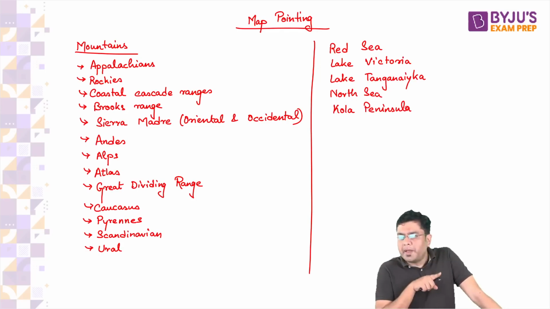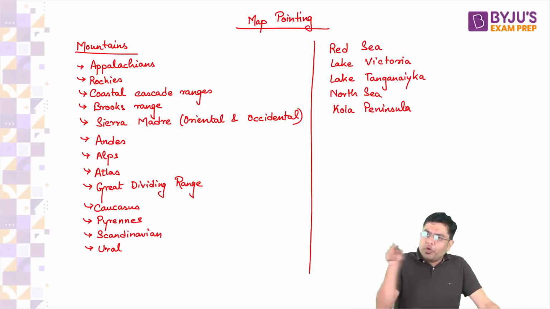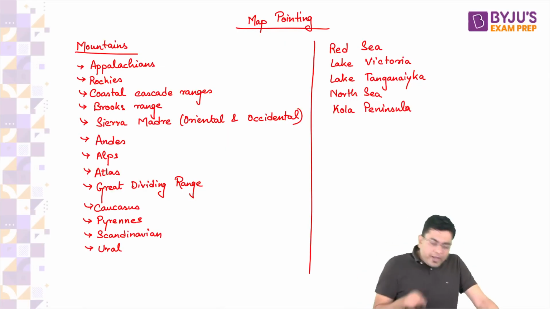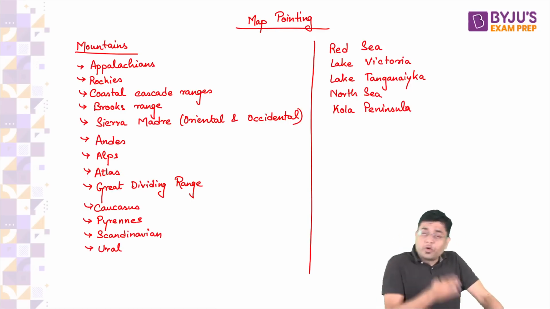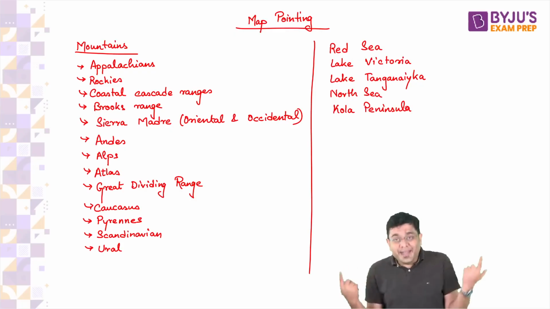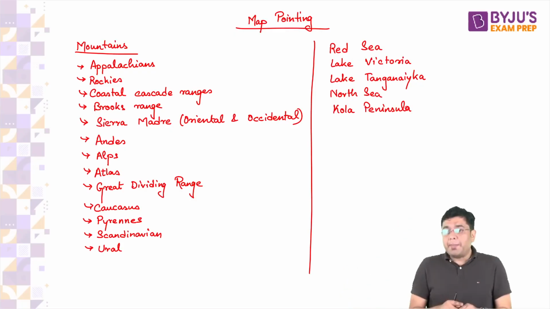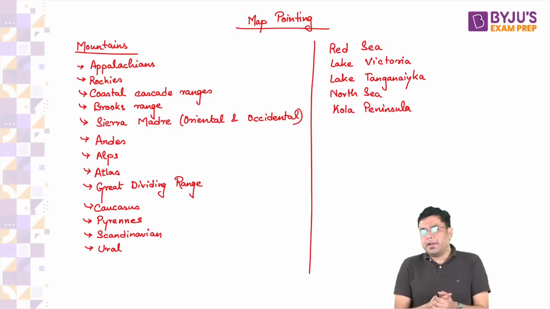Which part of North America is the Appalachian located in? What are the regions around it? Is there an Ozark Plateau near it? Where are the coastal Cascade Ranges in North America situated? Is it closer to the western boundary? Where are the Rockies situated? Look at the regions around it, the vicinity areas. That is why I'm giving you map pointing. The area that you are looking at, look at the vicinity of that as well.